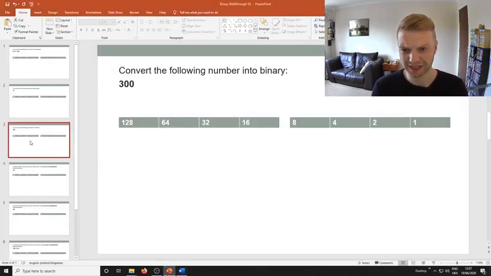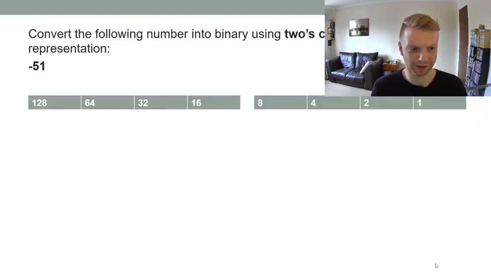So I've got some examples of this I'll go over, because I know I just raced through that. Convert the following number into binary using 2's complement representation.